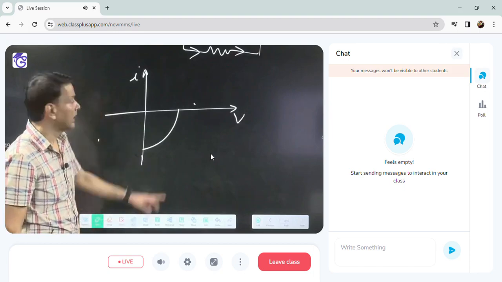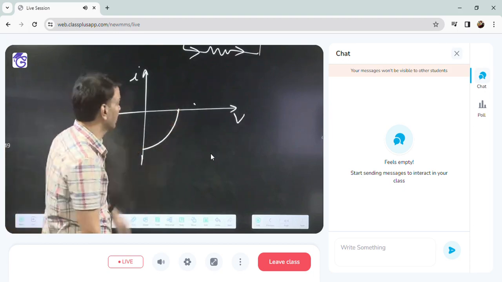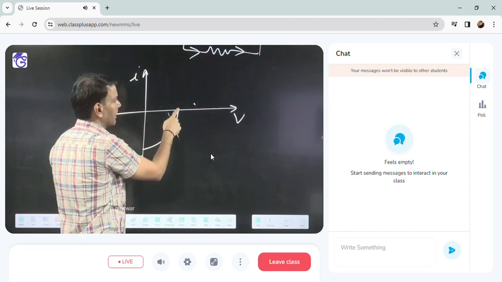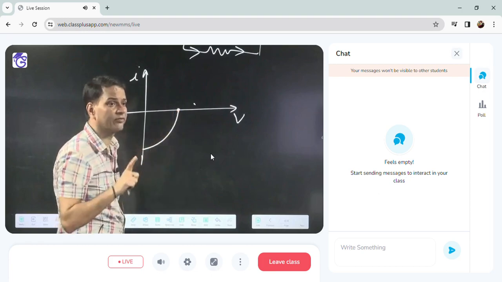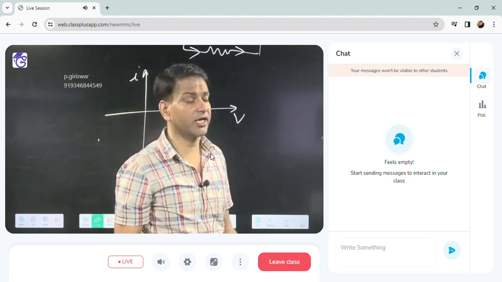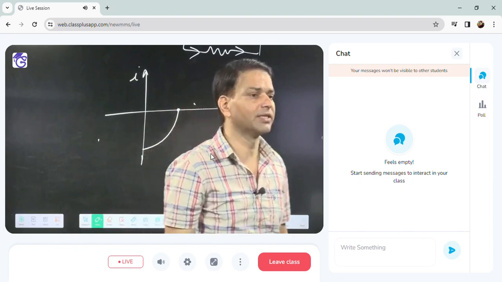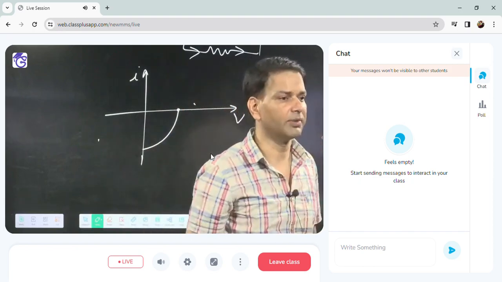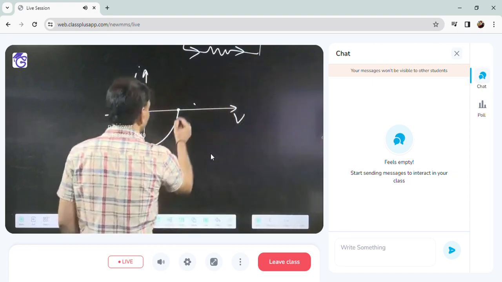Okay. What does this point show? Here on the x-axis, y is 0, on the y-axis, x is 0. So here I is 0, current is 0, but potential difference is there. Potential difference is there, current is 0. It shows the open circuit. Why? When the circuit is open, current will not flow, but potential difference will be there. So this point shows the open circuit.